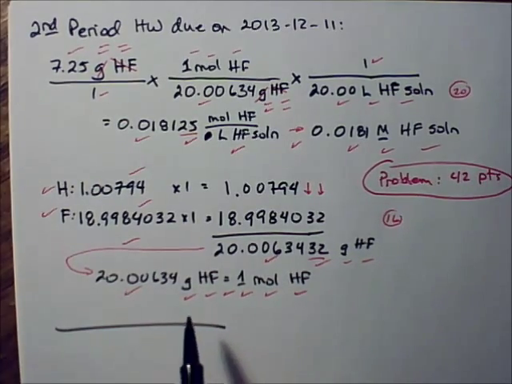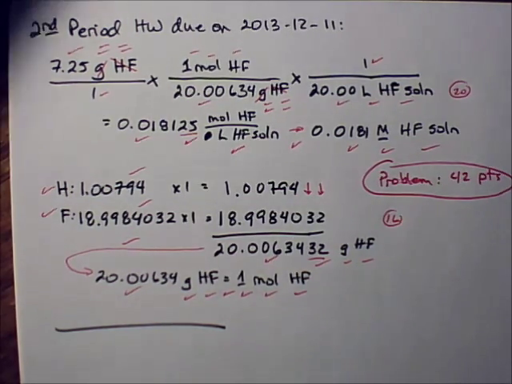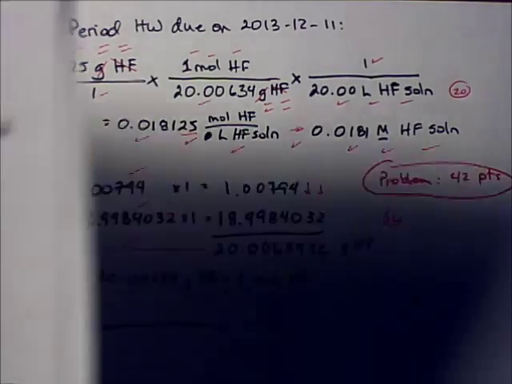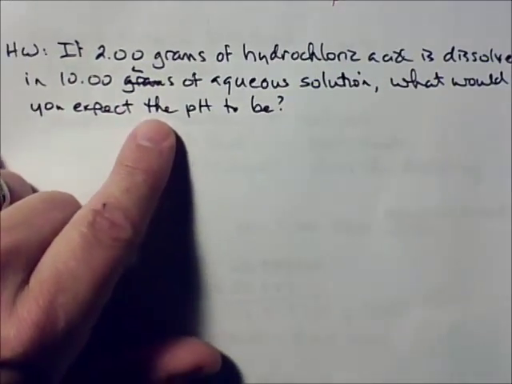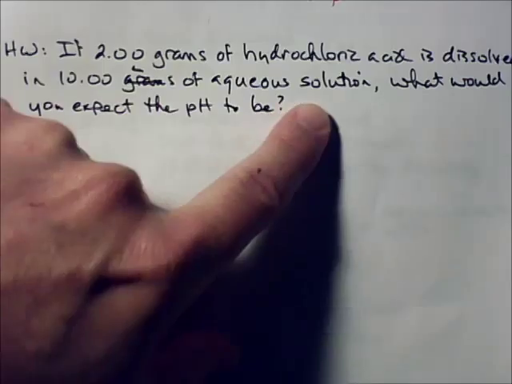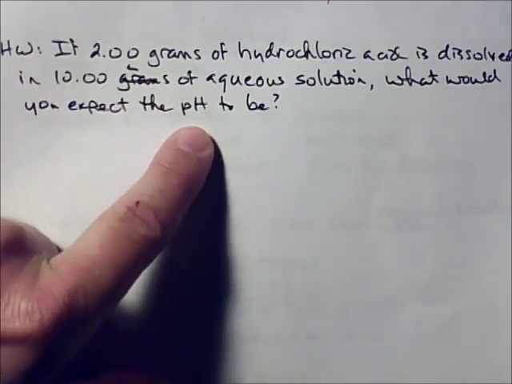Then the second homework problem was to find the pH of a solution for a strong acid with one hydrogen ion, or it's called a monoprotic acid. The problem was, if 2 grams of hydrochloric acid is dissolved in 10 liters, it should have been, of aqueous solution, what would you expect the pH to be?